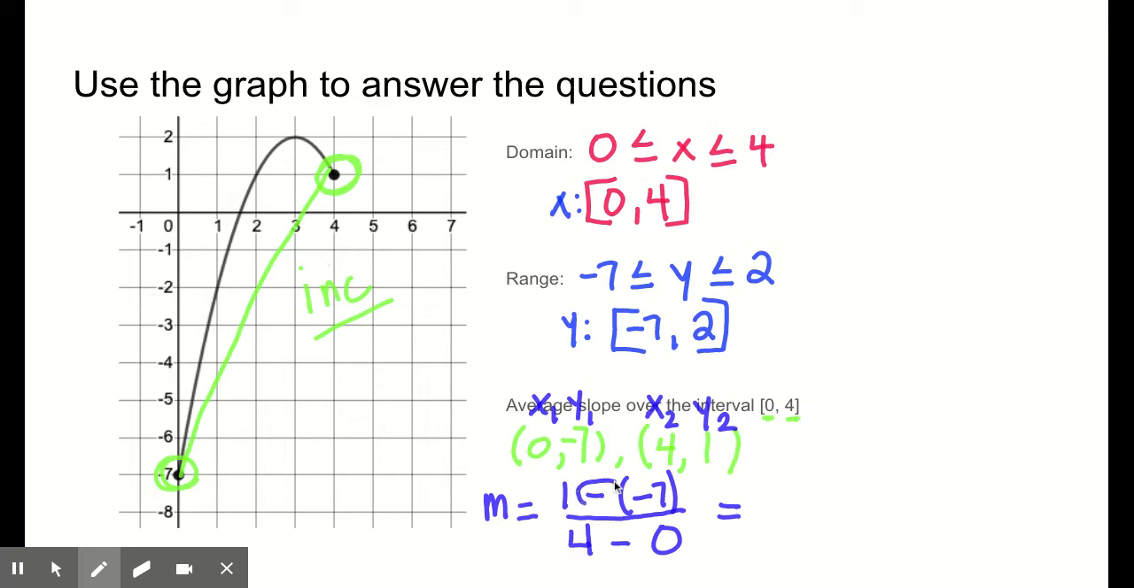So 1 minus a negative 7, well, the two negatives become addition. So 1 plus 7 is 8, divided by 4 minus 0, which is 4. And 8 divided by 4 gives us 2. So the slope is 2. And again, we said it should be positive, so that matches up.